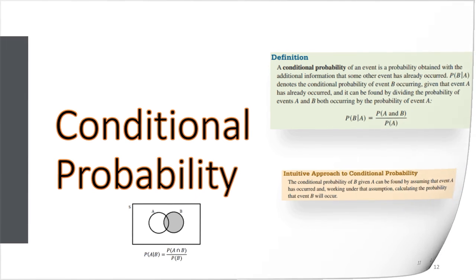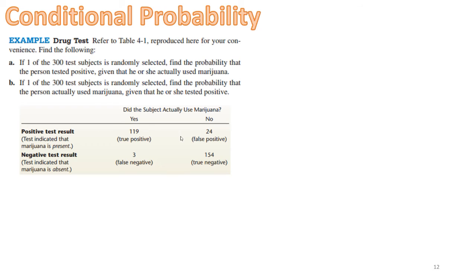So let's look at an example. We return to this situation here of the results of the tests for marijuana use. In this case, they're asking if one of the 300 test subjects is randomly selected, find the probability that the person tested positive, given that he or she actually used marijuana. Note, if the question had simply asked, find the probability that the person tested positive, it would simply be 119 plus 24, that's 143. That would be 143 divided by 300.